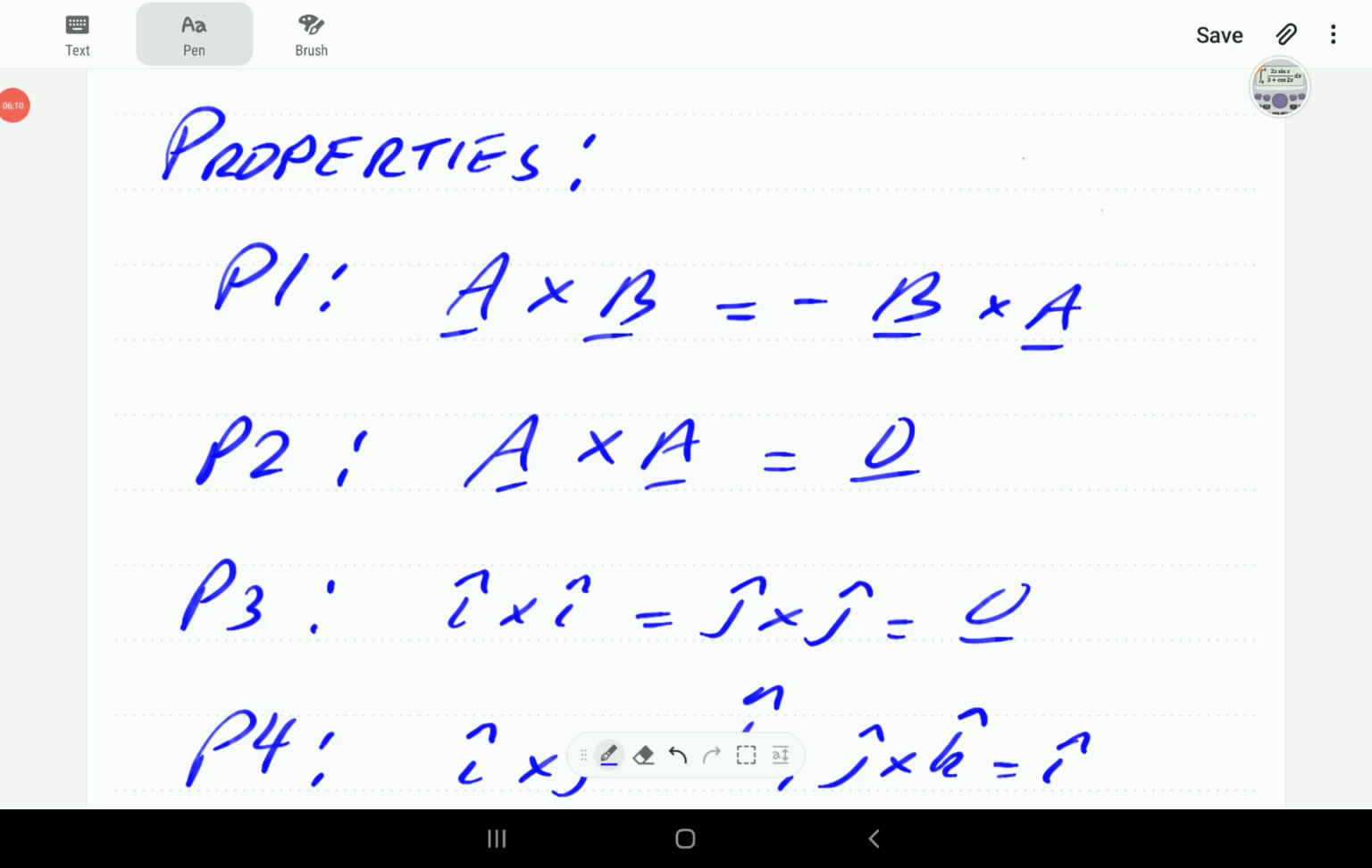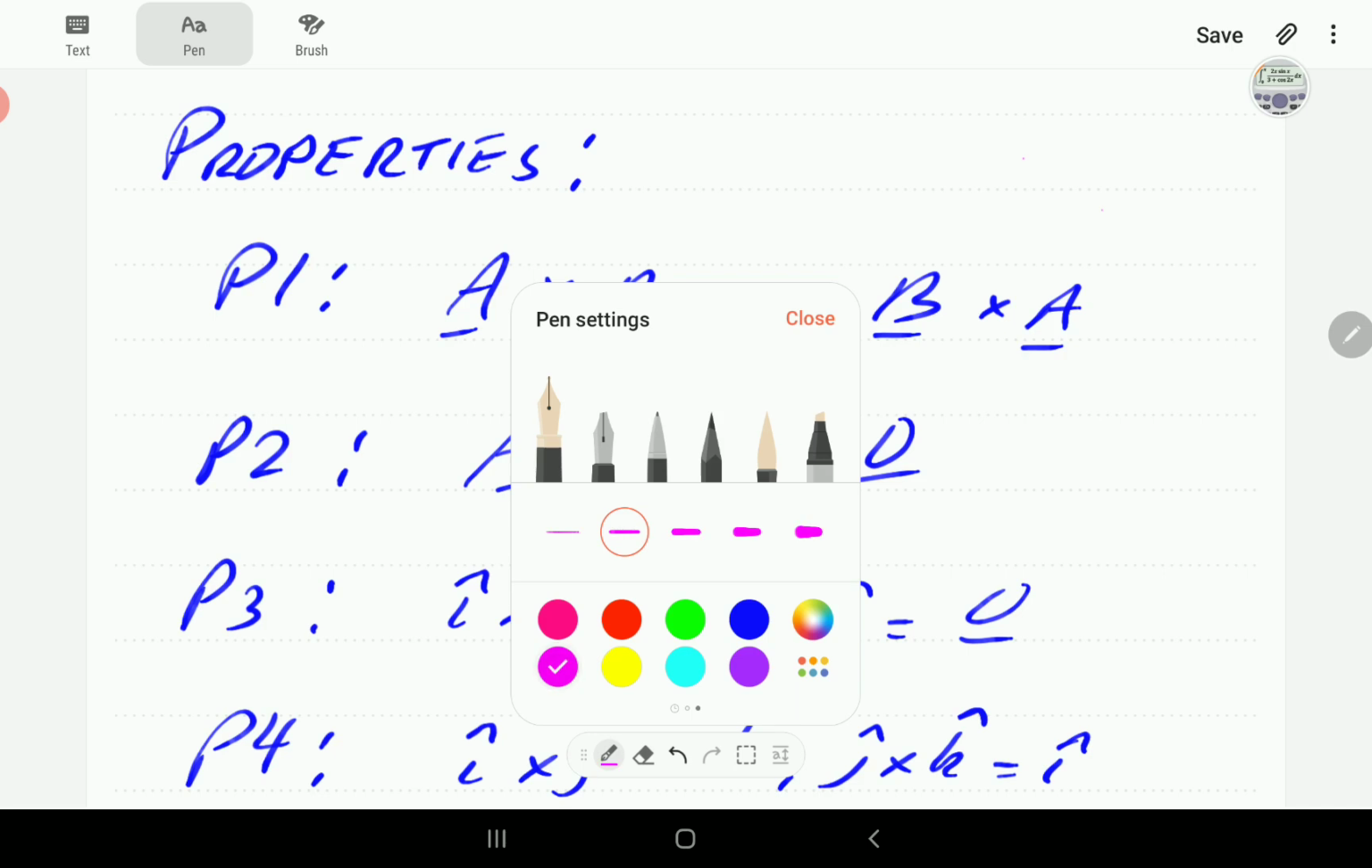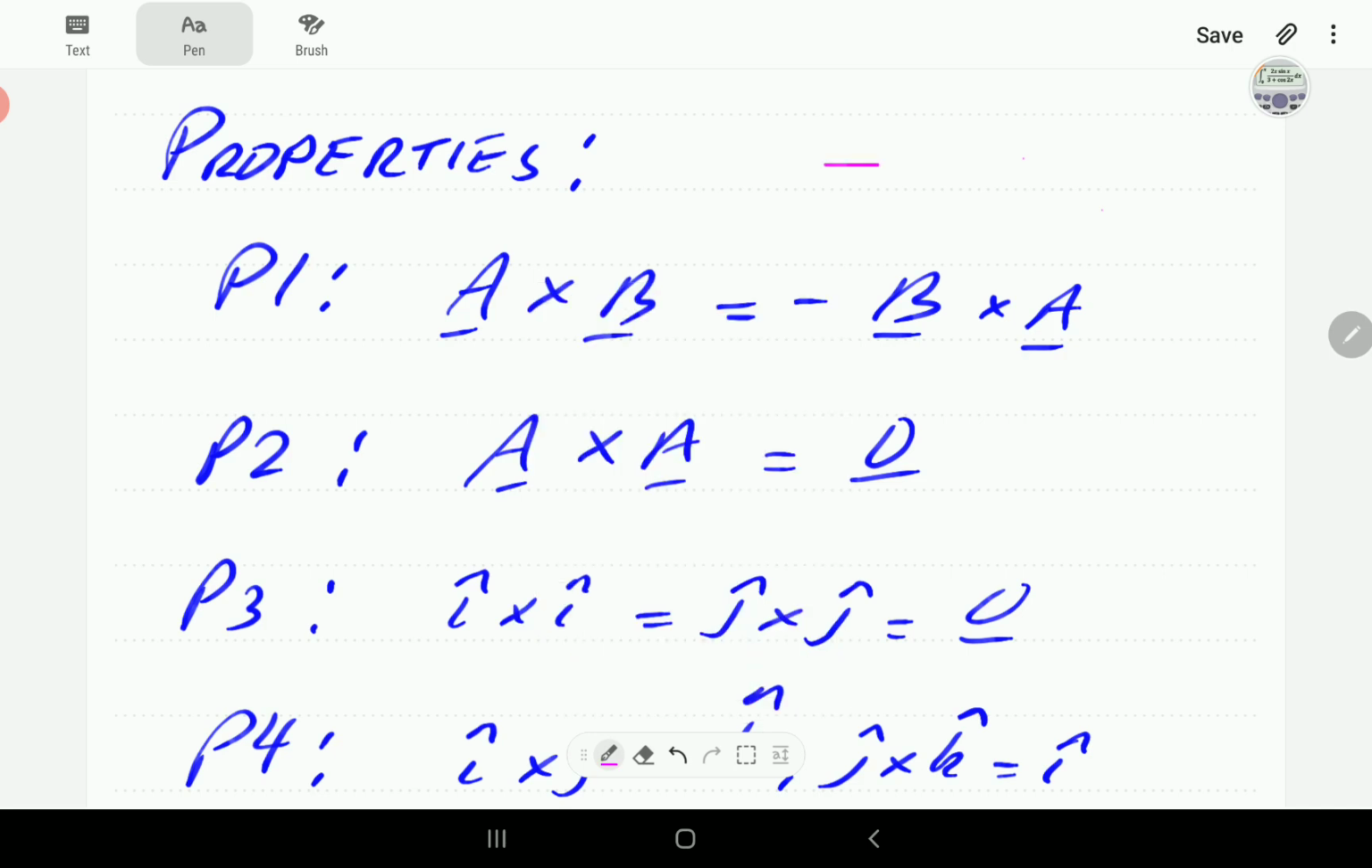Alright, so now for some properties of the cross product. The first one is that A cross B is the negative of B cross A. So if you switch them, then you incur a negative. Just remember, the negative of a vector gives a vector of the same magnitude in the opposite direction. So if this is vector V, then that is going to be negative V.